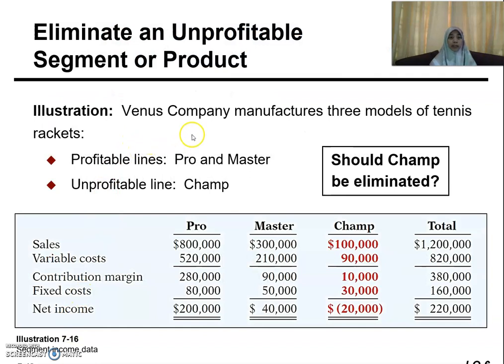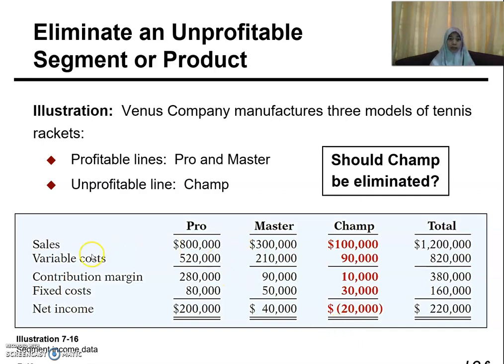Okay. Venus Company manufactures 3 models of tennis rackets. So you look into this example, Venus Company, they produce 3 models. Okay, the profitable lines are Pro and Master, and the unprofitable line is Champ. So should Champ be eliminated? You have 3 product lines, 3 types of tennis rackets, 3 models: Pro, Master, and Champ. If you simply look here, you can see that Pro and Master are making profits. They produce a positive net income, whereas for Champ, you incur a negative net income, a net loss of 20,000.